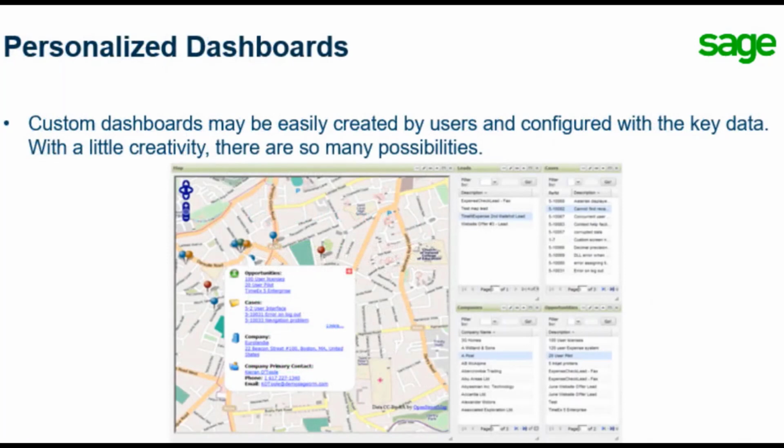Personalized dashboards. Custom dashboards may be easily created by users and configured with key data. On this screen, a map has been configured on the gadget, offering up-to-date navigation and displaying company locations right within the gadget. One method of creating a gadget may be found on our online help site, help.sagecrm.com.